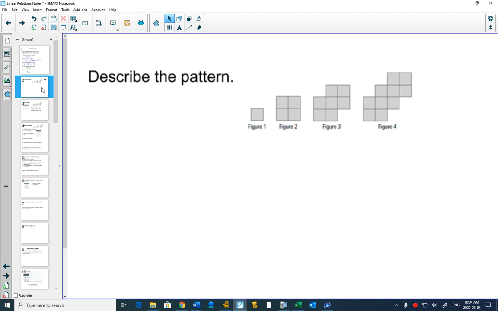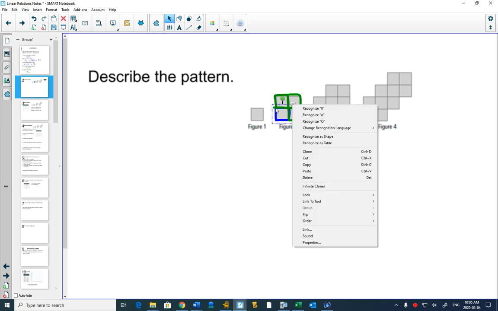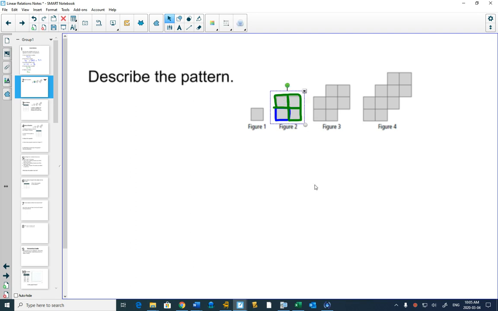So, did you notice as you went from figure 1 to figure 2 that all you added was 3 squares? And then the next one, you had this one, and then you added 3 more. And the next one, you had 1, 2, 3, this, and add this, and added 3 more.